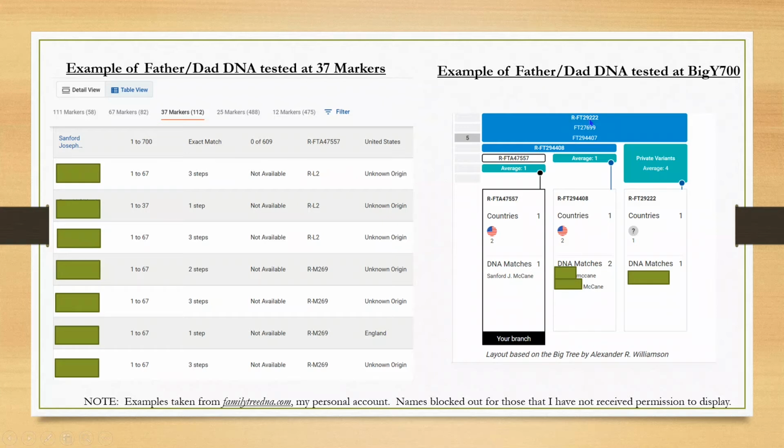In this particular case, this is my father's what's called block tree, and it was developed by Alexander R. Williamson. This represents my father's R terminal SNP branching with my father here. And also then it steps up to cousins, and then DNA cousins even further back.